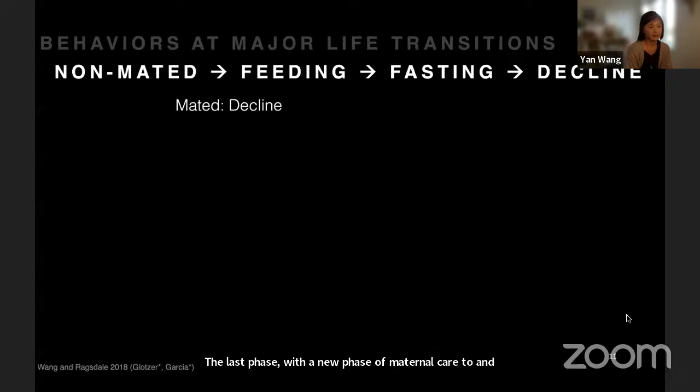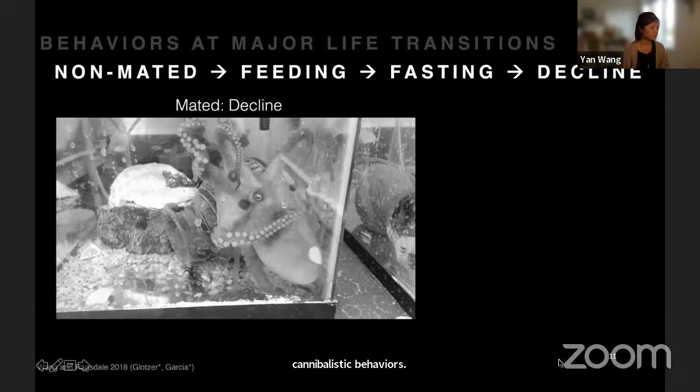This is a period of a very rapid and active whole body deterioration. The animals lose color, they lose muscle tone, and very strikingly, they spend a lot of time away from their eggs, engaging in self-injurious or self-cannibalistic behaviors. So let me show you an example here.